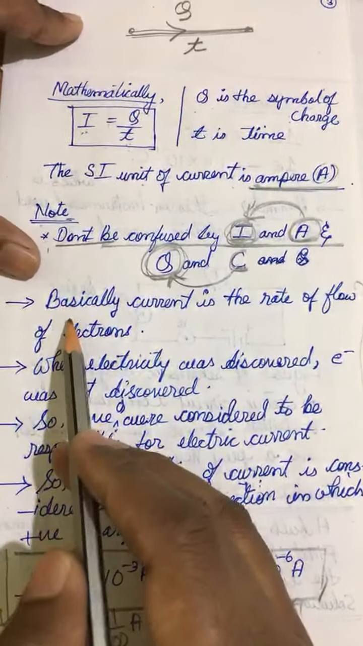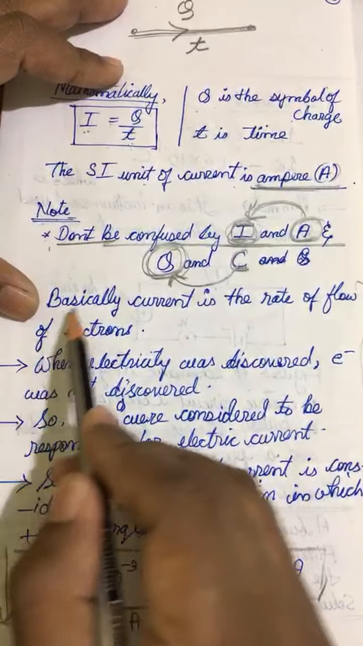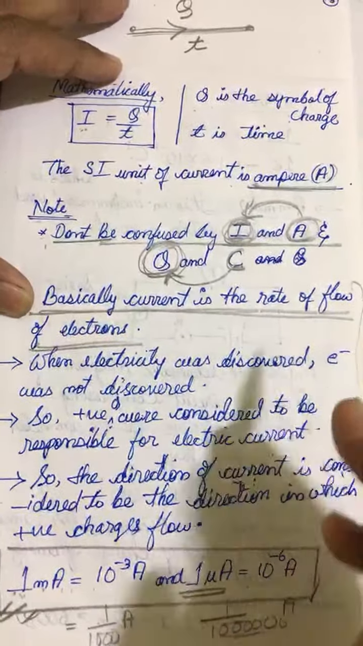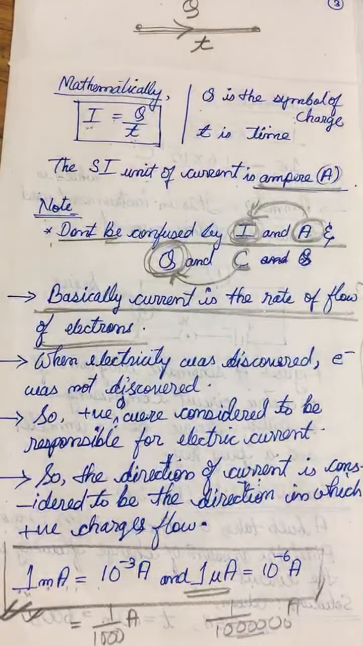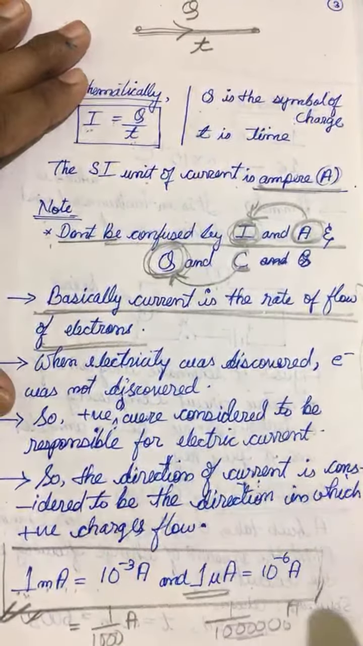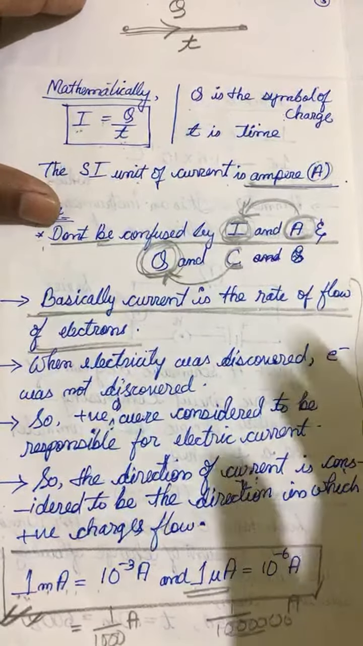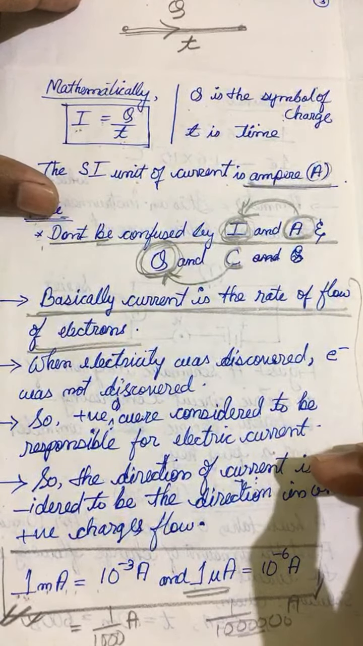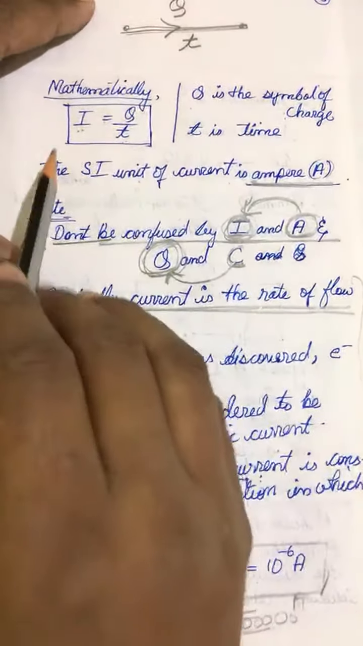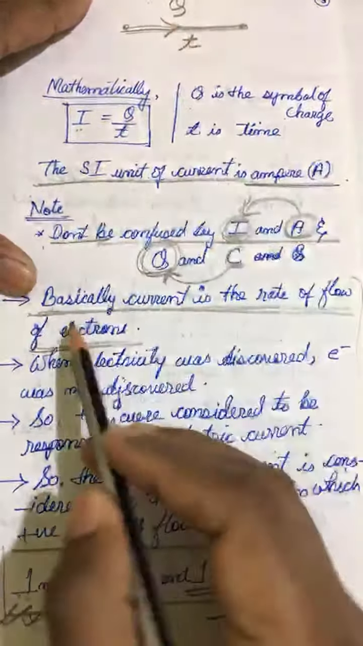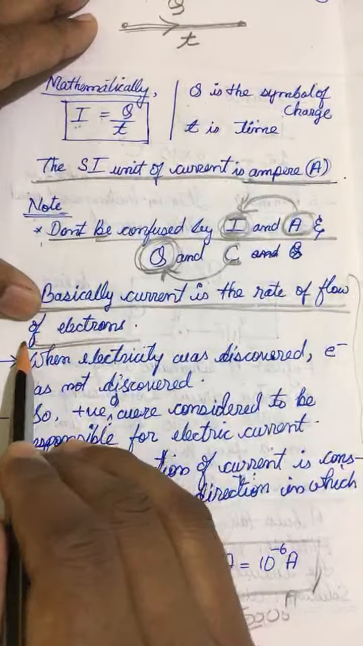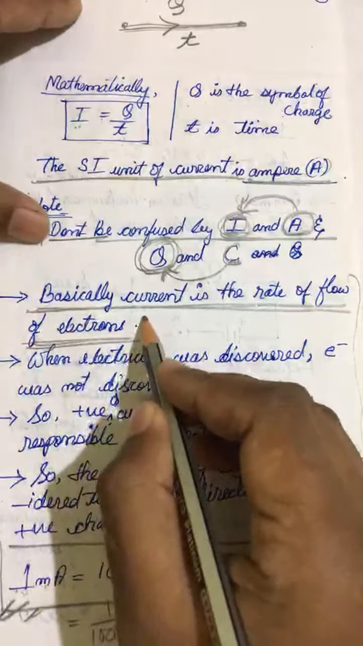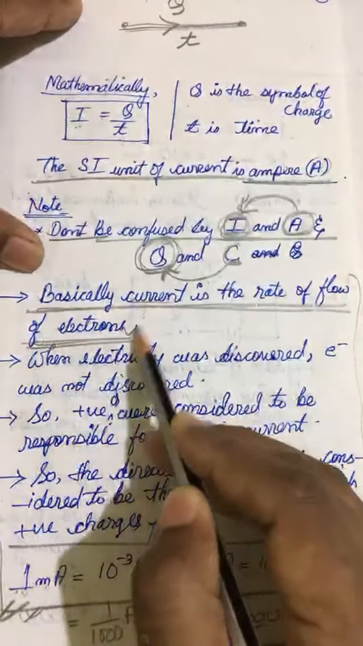Now let us continue. Basically, current is the rate of flow of electrons. What is current? Current is the flow of electrons. The name of the chapter is electricity, electric current. Basically, current is the rate of flow of electrons.